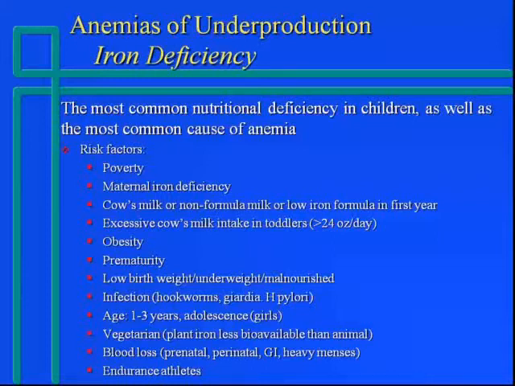These are the periods of rapid growth when iron requirements are at their greatest. A vegetarian diet, and in particular a vegan diet, place patients at higher risk. Plant iron is less bioavailable than animal iron. Blood loss of any kind: in the newborn period, anemia can be related to blood loss that occurred prenatally from fetal maternal hemorrhage, perinatally around the time of birth, or of course any blood loss later in life. And finally, endurance athletes are at risk for iron deficiency.